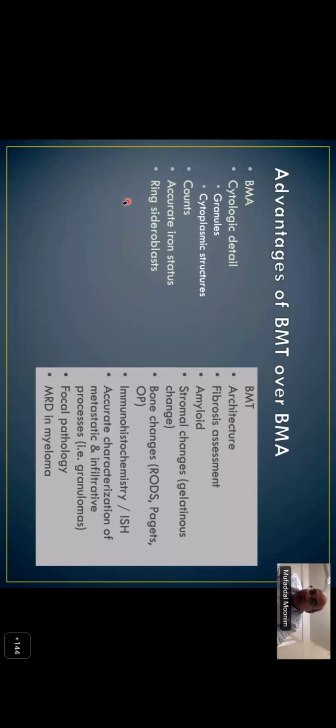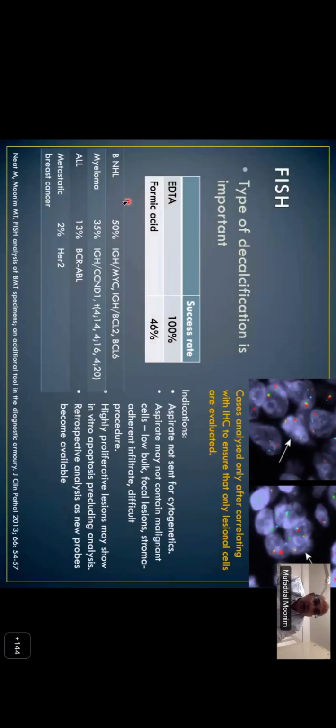It's really good for accurate characterization of metastatic and infiltrative processes, say like granulomatous pathology or metastatic carcinoma, and also identifying where these come from. If you're getting a bone marrow biopsy as part of a workup of a cancer of unknown primary, it's really good for identifying on the edge. And it's currently probably the best mechanism for evaluating MRD and myeloma, irrespective of what the flow doctors say. A bit about FISH on bone marrow biopsies.